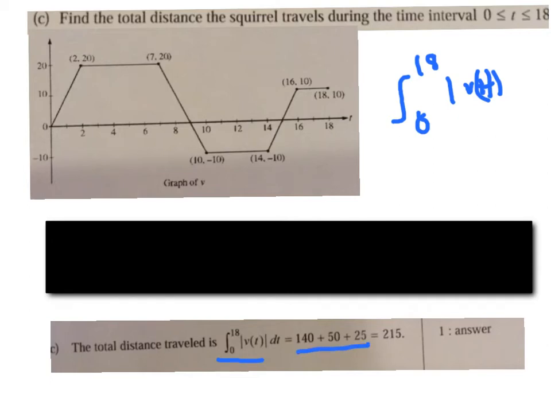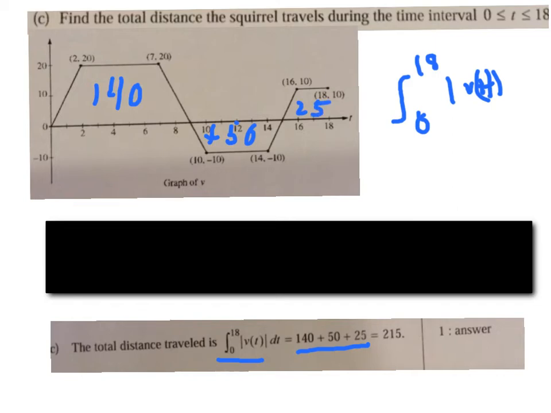The answer is all this stuff, total distance. The key here is that this 140 is this amount here shown on the last slide. This is negative 50 with an integral. However, since it's negative and you want total distance, you need to absolute value it, so it changes to positive. And then this here is a little 25 area.